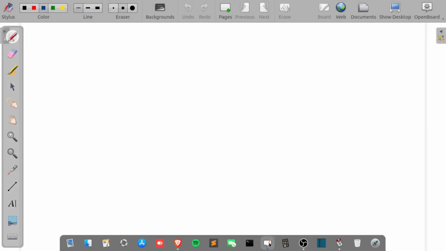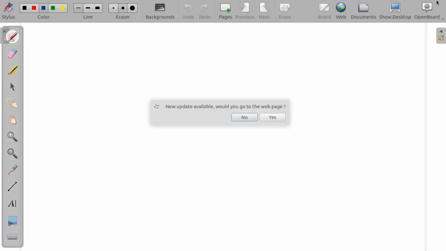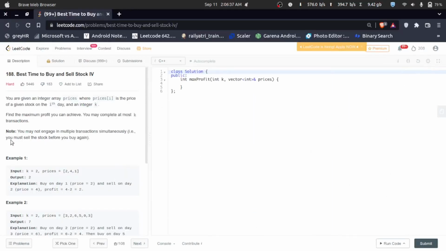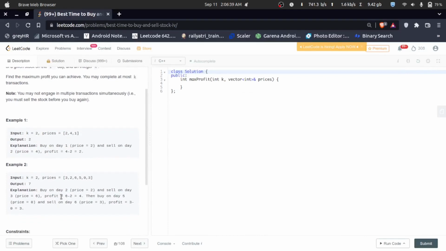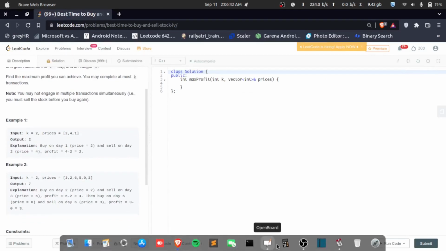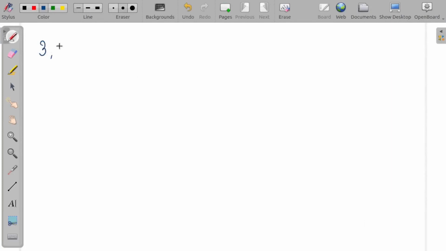So basically, let me take an example. I'm taking the array 3, 2, 6, 5, 0, 3, and k is equal to 2. There is a condition here: buying at 2 and selling at 6 gives me 4, and buying at 0 and selling at 3 gives me 3.